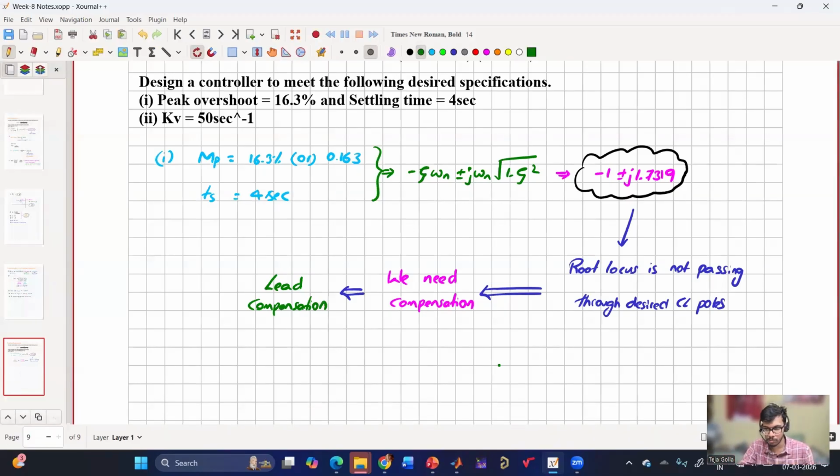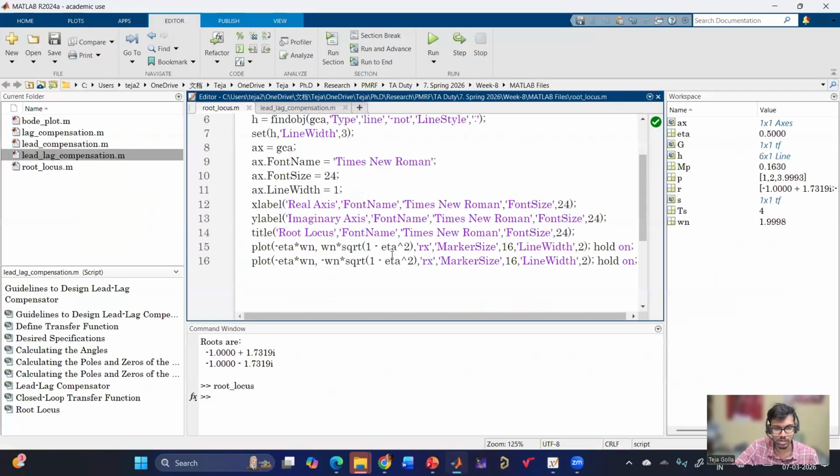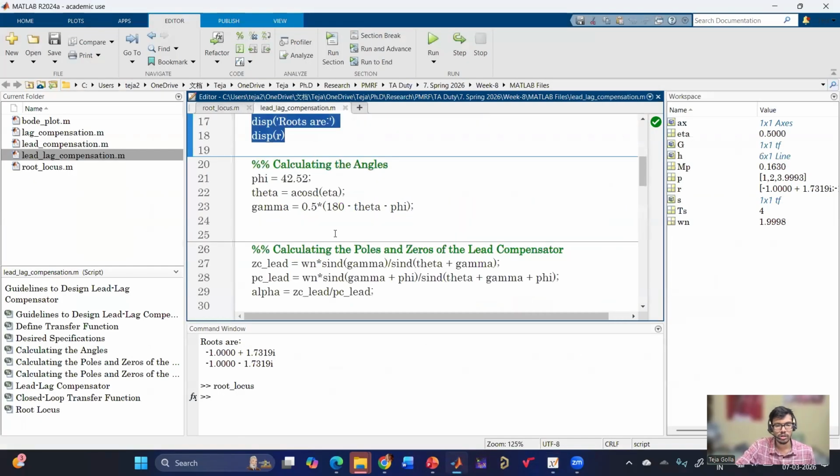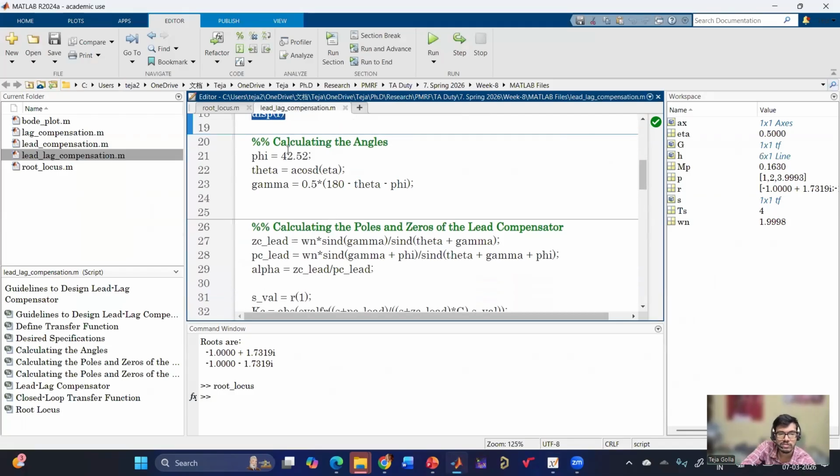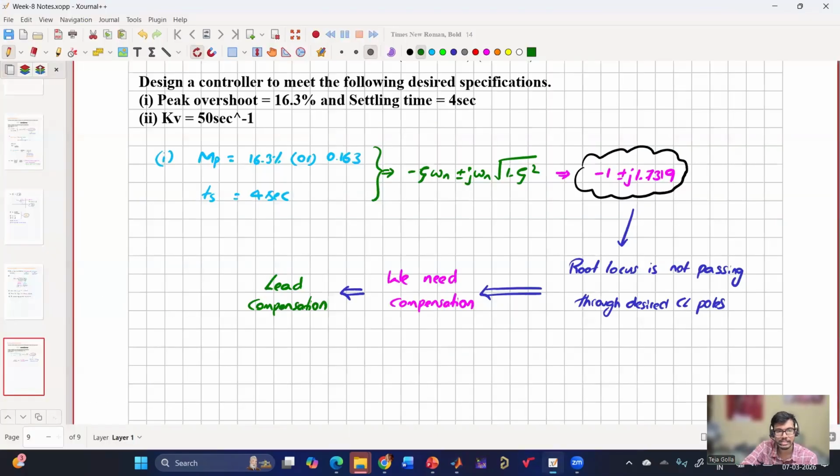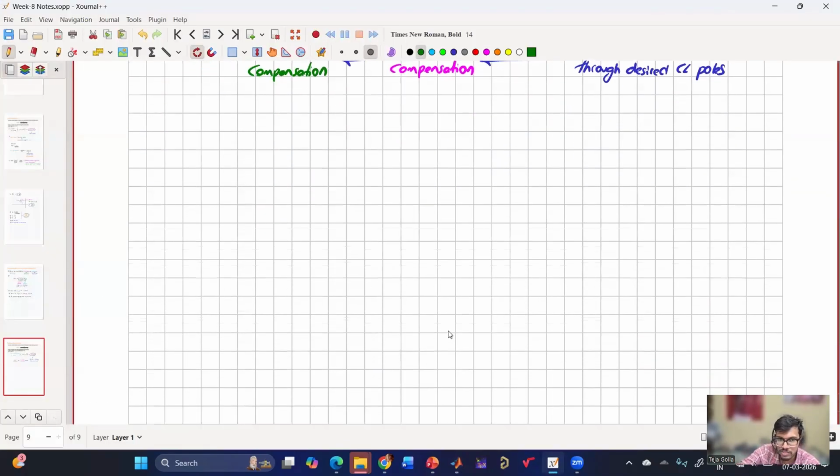Now that we have understood the process and the MATLAB code, I'll only be referring to the MATLAB code, since the theory is already told. For calculating the angles, first we have to calculate phi, 42.52. How have I calculated this? For lead compensation, first we have to see the angle criteria. So from the angle criteria, I have to calculate the phi.